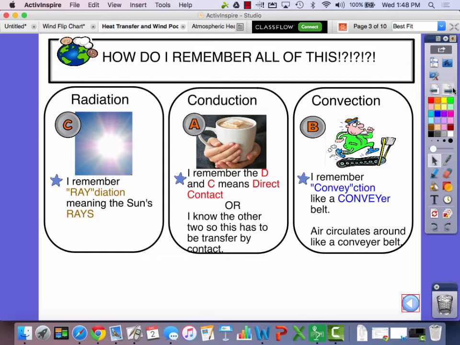And so when you think about a duck, go quack, quack, quack, and its bill's touching. So you can go quack, quack. Well, your fingers are going to touch, so you can help you remember that conduction is through touch.